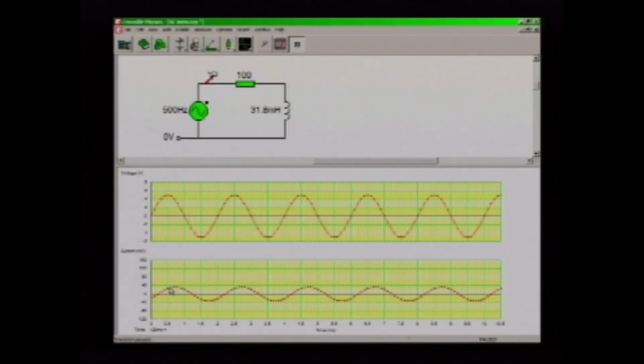So the current is somewhere between 0 and 90 degrees out of phase with the voltage. And in fact, it peaks pretty much right in the middle. So we could estimate that the current is something around 45 degrees out of phase with the voltage. And we also see that we have slightly less than 40 milliamperes of current through the circuit. Let's check all of that out.